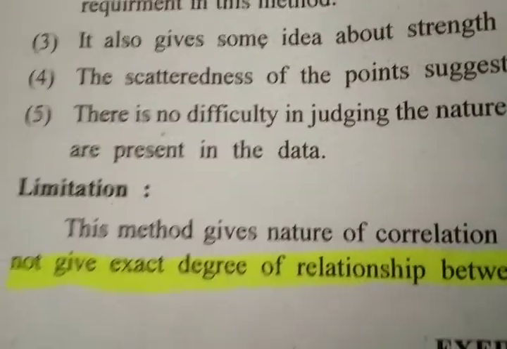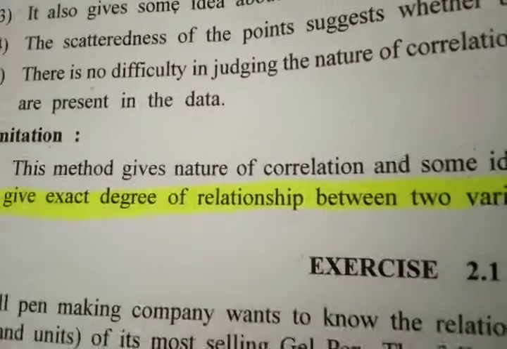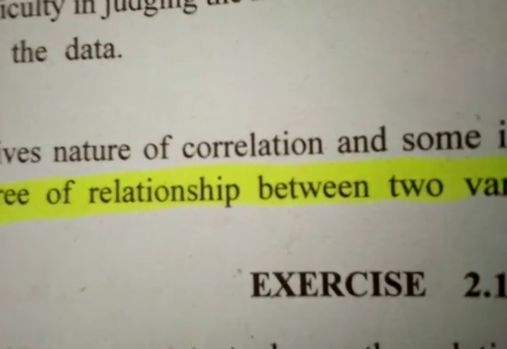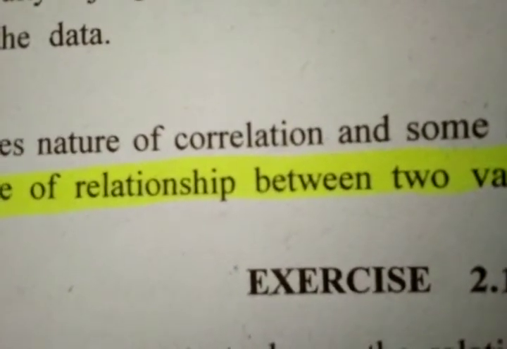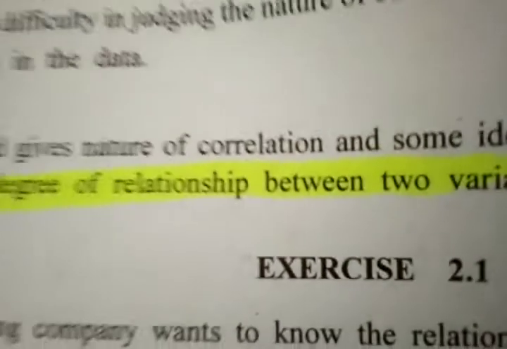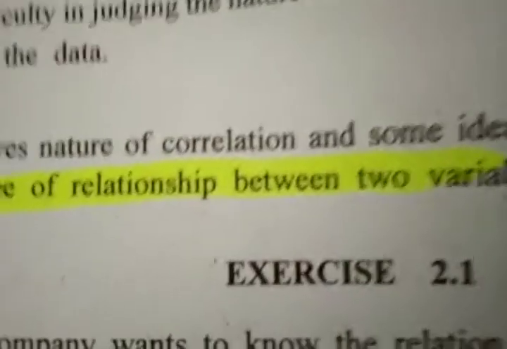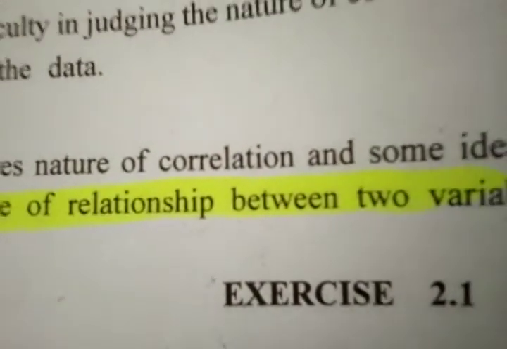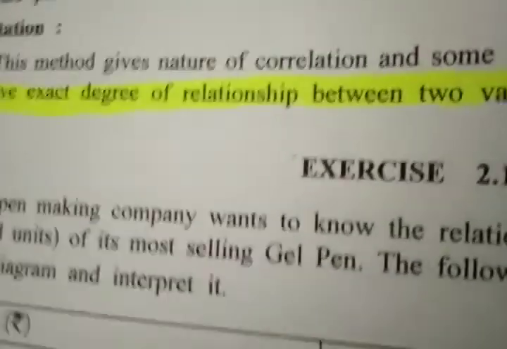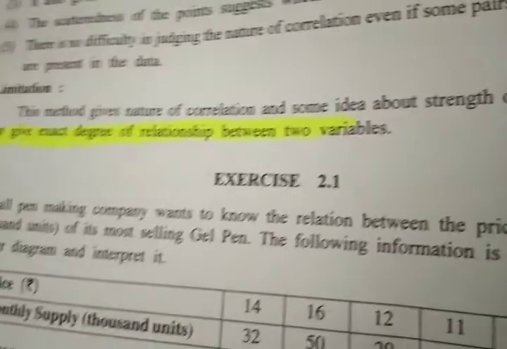Then limitation. This method gives nature of correlation and some idea about the strength of correlation, but the problem is it does not give exact degree of relationship between two variables. So we can't get exact degree of the relationship, though we can say something about the direction of the correlation, whether it's positive or negative, but exact degree of the relationship is not available from the scatter diagram in all cases. That's about scatter diagram.